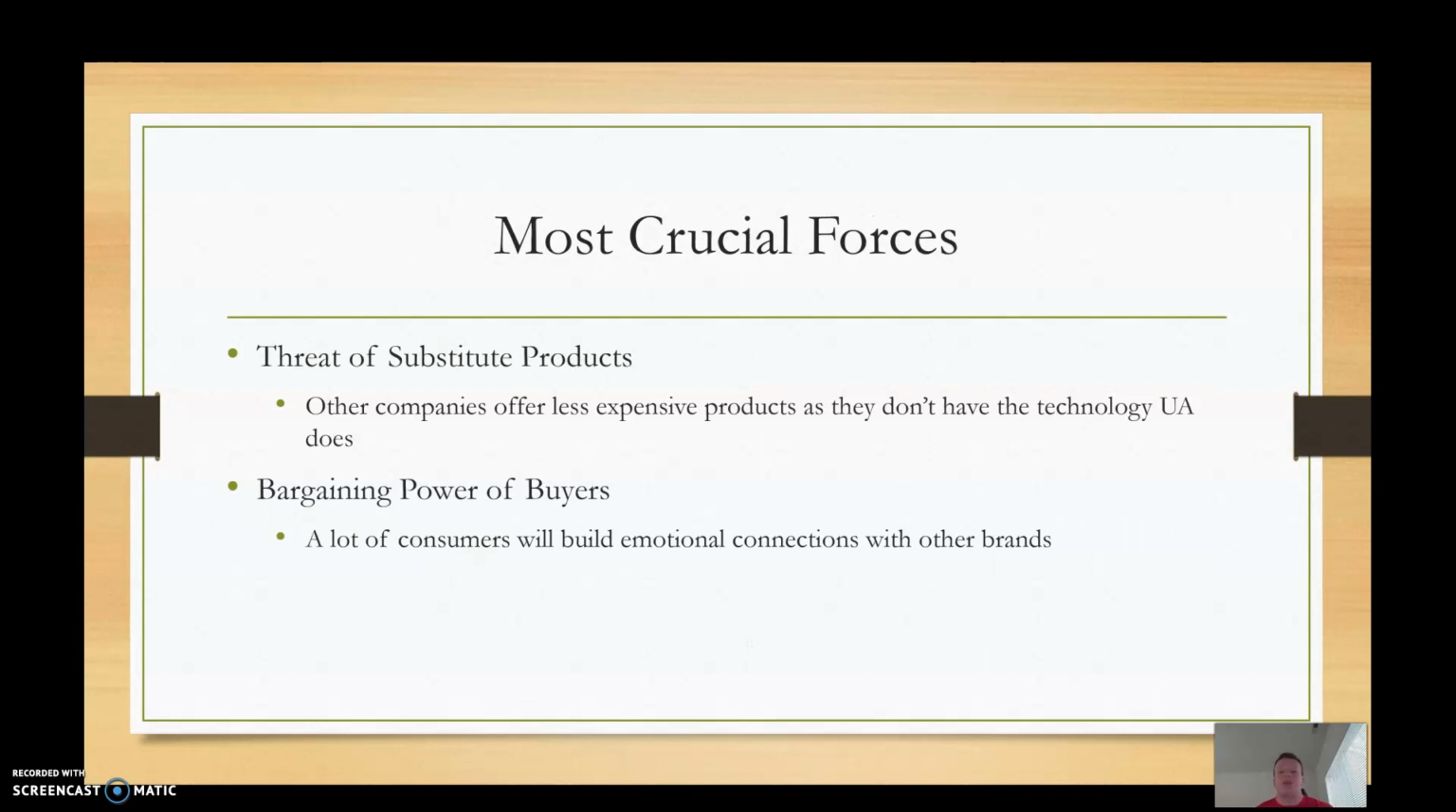The two most crucial forces, in my opinion, for Under Armour are the threat of substitute products. Other companies offer less expensive products as they don't have those polyester blends that I was talking about earlier in their shirts and their undergarments, but we'll get more towards that technology in a little bit. And then once again, the bargaining power of buyers. There's just so much competition, and consumers will build so many emotional connections with other brands, just whatever athletes they look up to, why they're in the news and stuff like that.